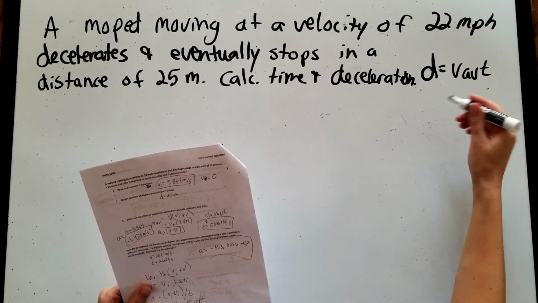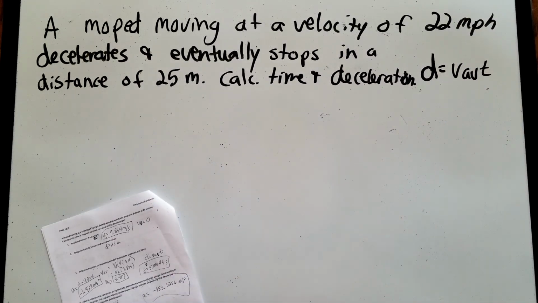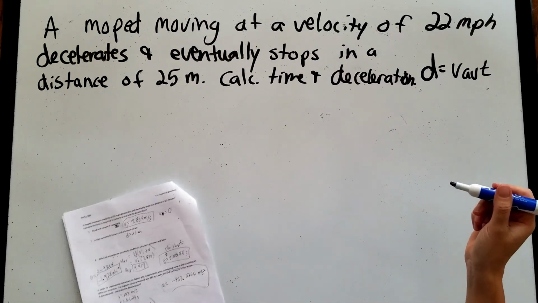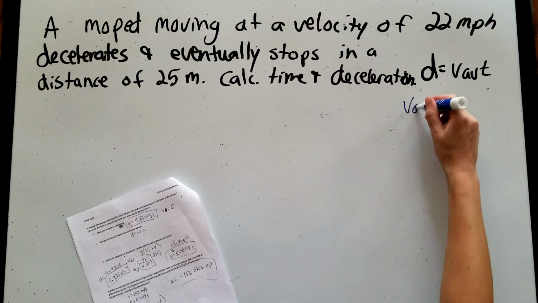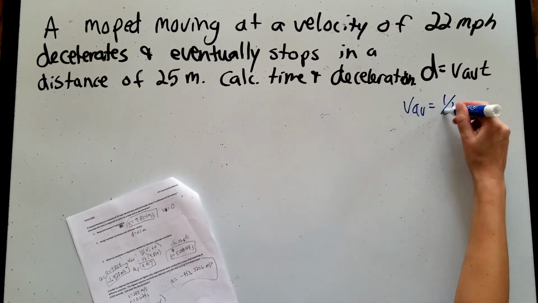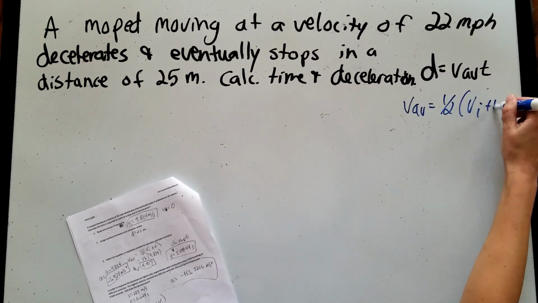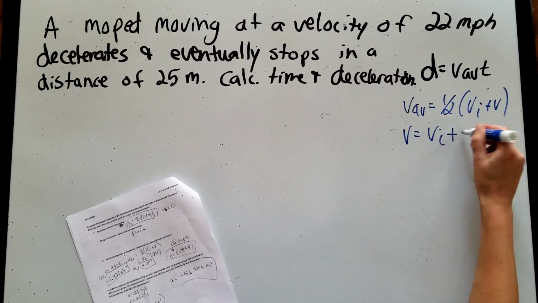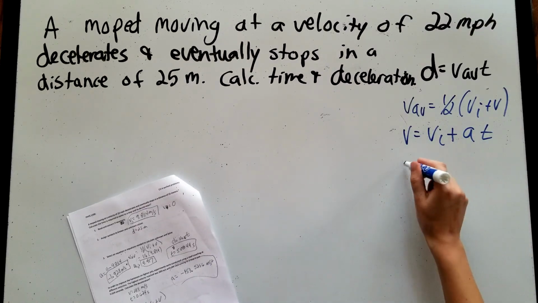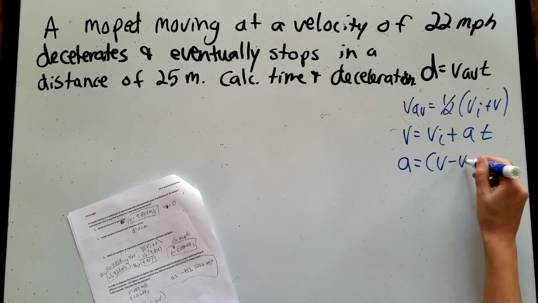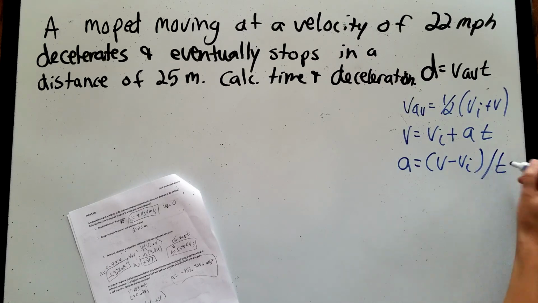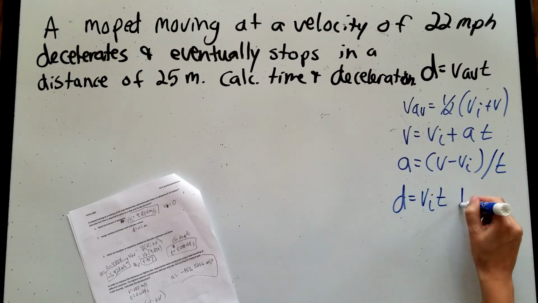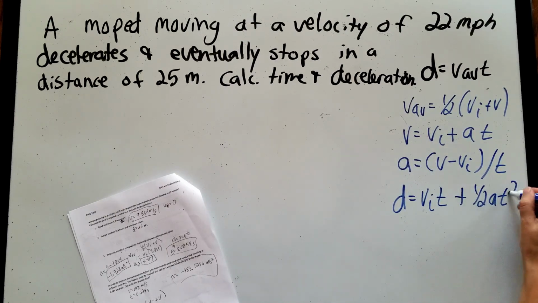This is the only equation that remains the same between the two. Let me write these in a different color so it's not melding in. So we have average velocity is 1/2 (vi plus v). We have velocity is vi plus acceleration times time. Acceleration is equal to velocity minus initial velocity divided by time. And then distance will be initial velocity times time plus 1/2 a t squared.